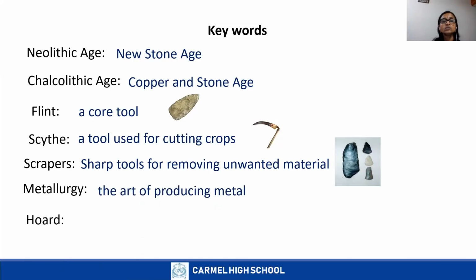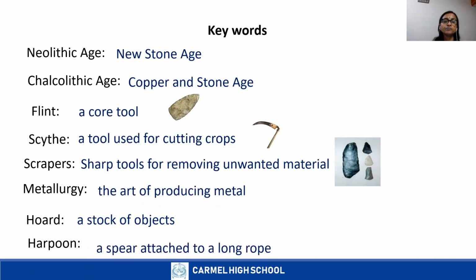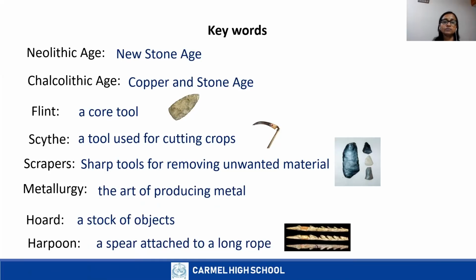Now hoard, that is a stock of objects. The next one is harpoon. A harpoon is a spear attached to a long rod. So these are the keywords. These are a few keywords. You can write this in your notebook, children.